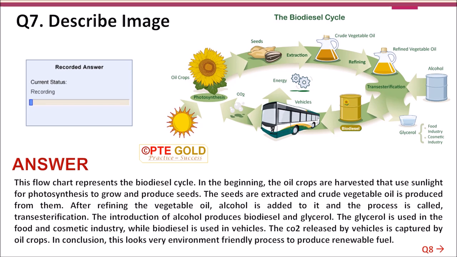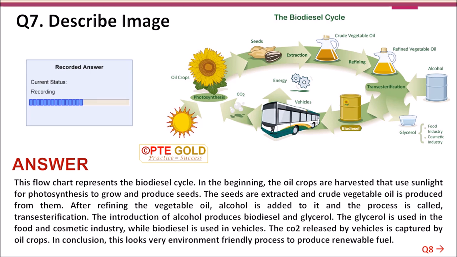This flowchart represents the biodiesel cycle. In the beginning, the oil crops are harvested that use sunlight for photosynthesis to grow and produce seeds. The seeds are extracted and crude vegetable oil is produced from them. After refining the vegetable oil, alcohol is added to it and the process is called transesterification.